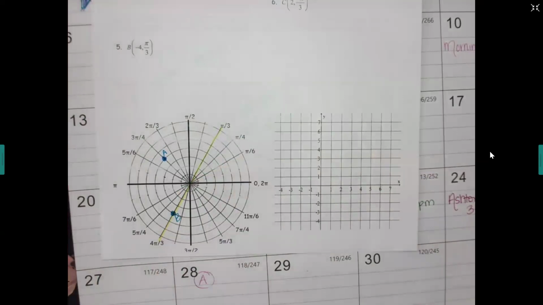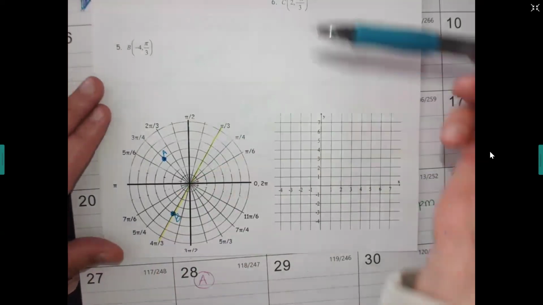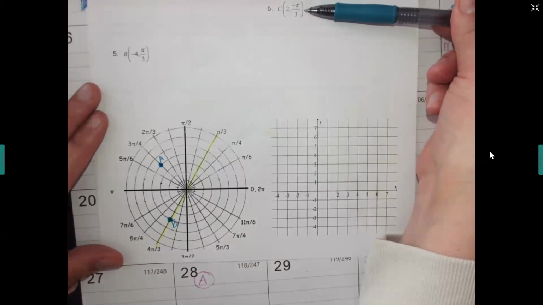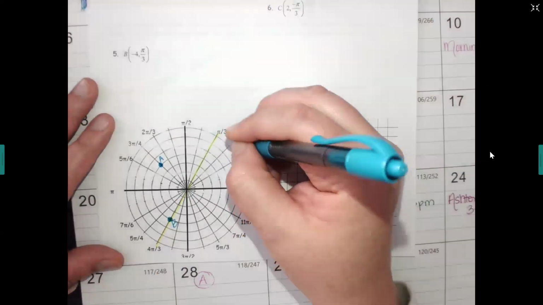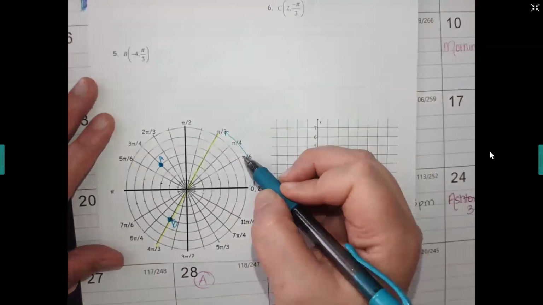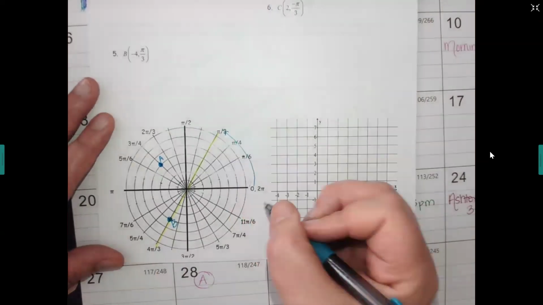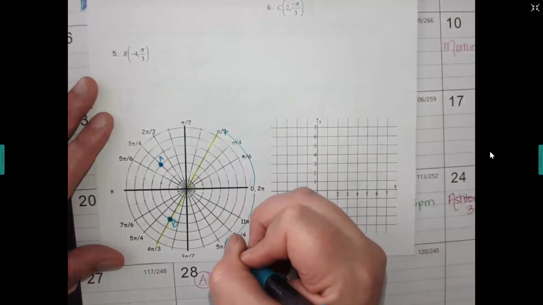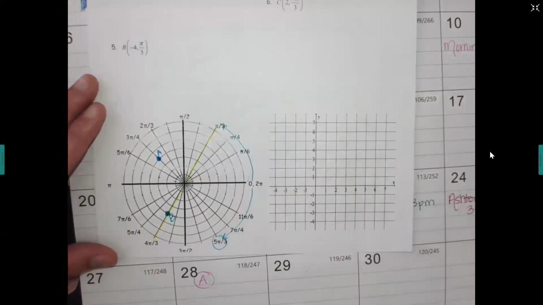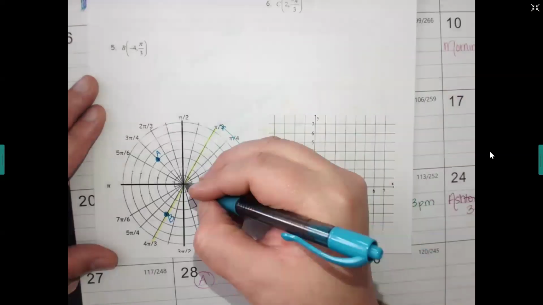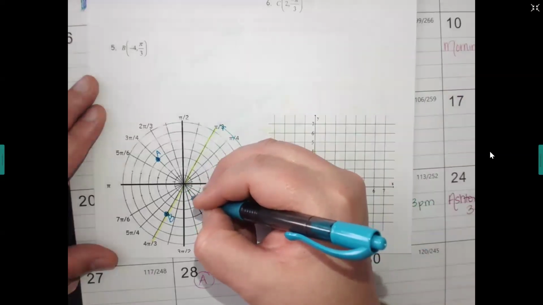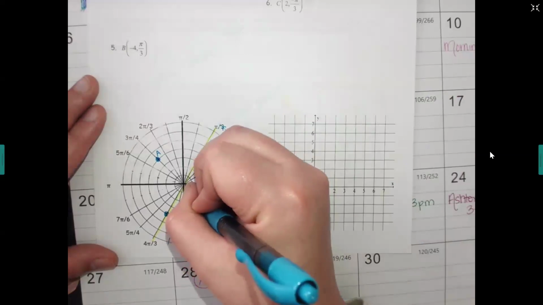Okay, then we have one more left. Point C is 2, negative pi thirds. Well, pi thirds is 3 up. So I'd go like 1, 2, 3. Then I want to count 3 down. So that would put me on 5 pi thirds. And then I see that I want to be on the 2nd ring. So I would go 2 rings towards that. That would put me right here.